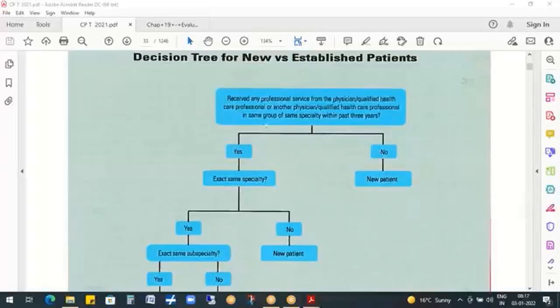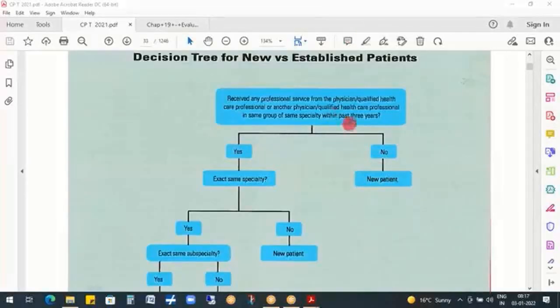Can you read now the definition here? Received any professional services from this physician or any other physician in the same practice within 3 years. If I said no, I will become new or established to that physician? You can see the definition flow chart here.